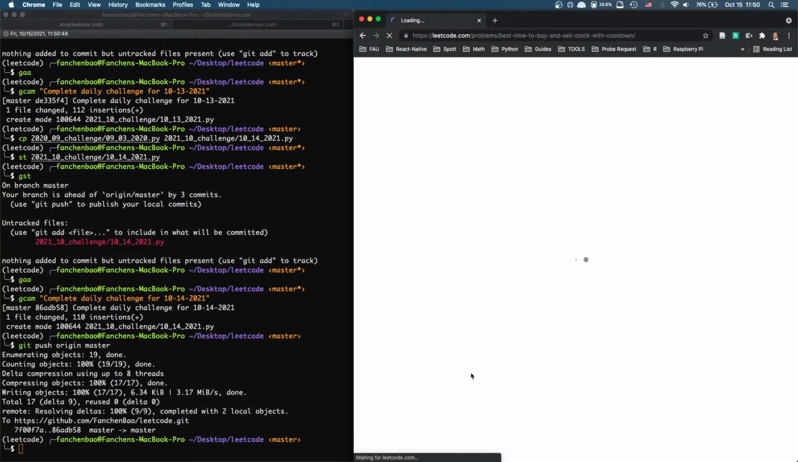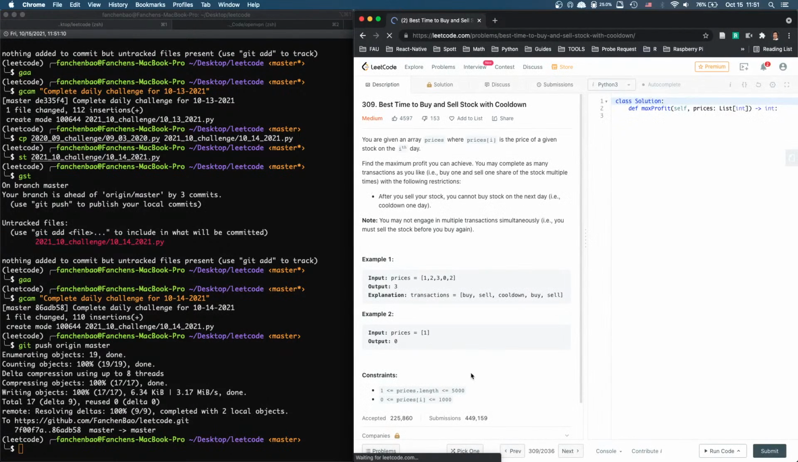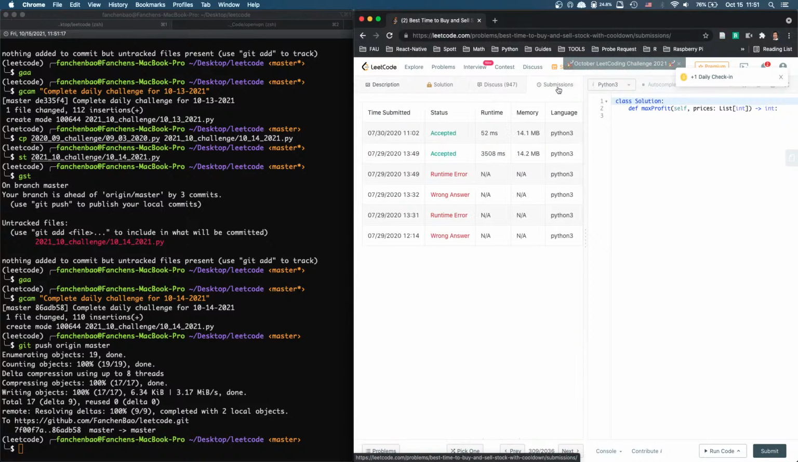Best time to buy and sell. I probably have done this more than once, but I have to remember how I solved it. It's state machine. This type of problem is almost always state machine. And I think there's one post that did a very good summary of all the problems, and we can take a look. Okay, I've done it only once.